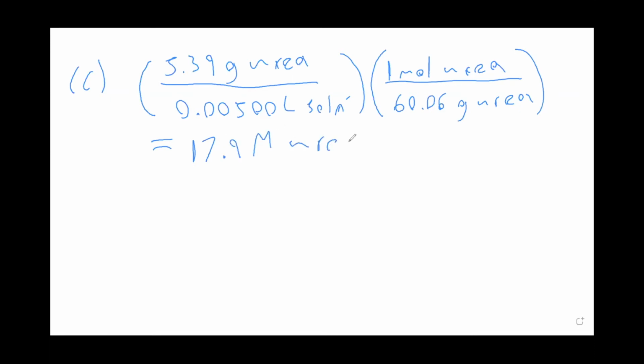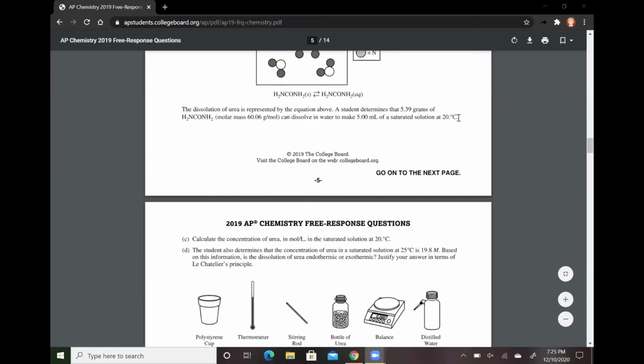And once again, that's because 3 sig figs is the least number of sig figs in your calculation. So that's what you're going to use in your final answer. Okay, nice. All right. Once again, not too bad. Okay, so part D.